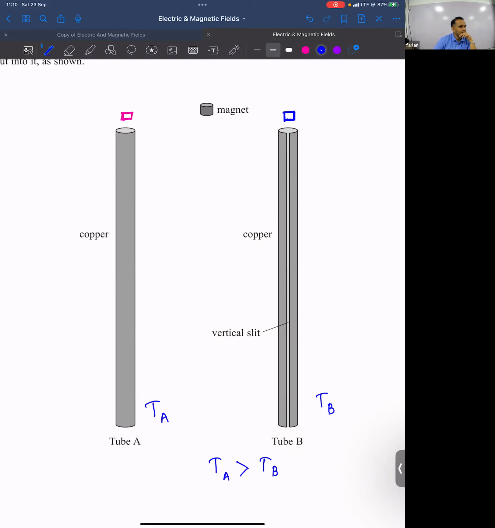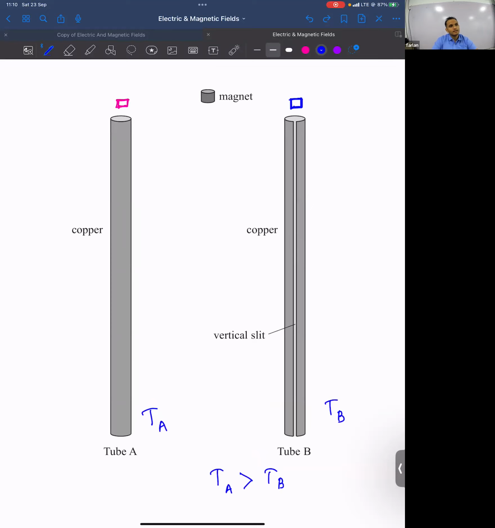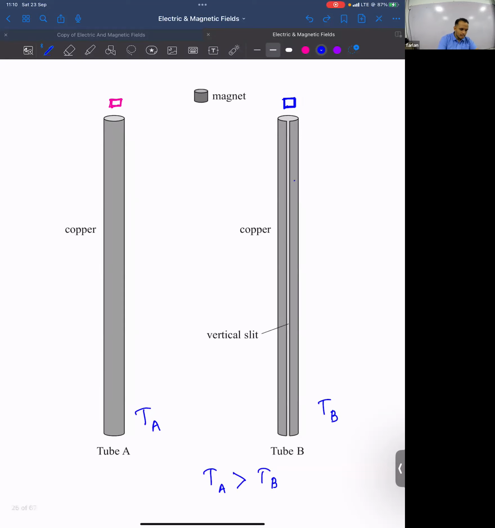The force exerted on the magnet by the copper will be less. In B, it will be less. Why? Yeah, guys, because of this slit, there is less path for the current in this one. So in this case, the induced current will be less. Here this is complete, no. Since it's a whole tube, current has more path and there will be more current developed.